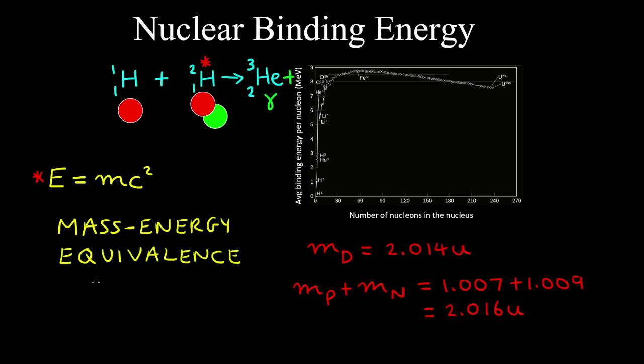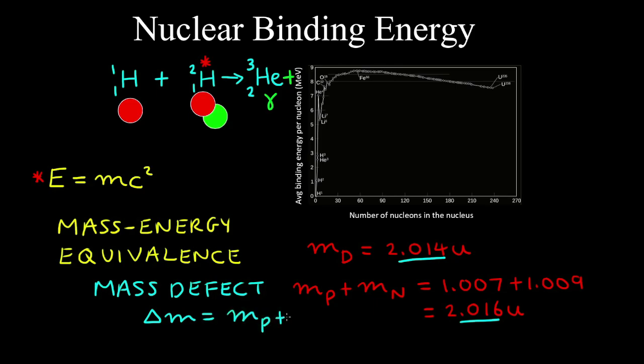So the mass defect, denoted delta M, is the difference between the mass of the bound nucleus and its constituent nucleons. So in this case, the mass defect is the mass of one proton plus the mass of one neutron minus the measured mass of a deuteron. So the missing mass was converted to energy when deuteron was formed.